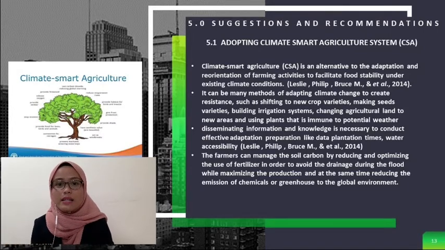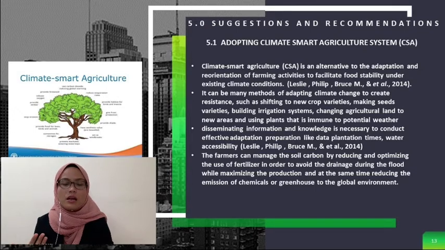Other than that, it is also crucial for farmers to gain knowledge regarding climate change. The sharing of information by professionals and experts about climate change can help farmers to know more about it and to act effectively, such as when and how to prepare plantations, how to preserve water accessibility, and also to develop new hybrid seeds that are immune to climate changes.